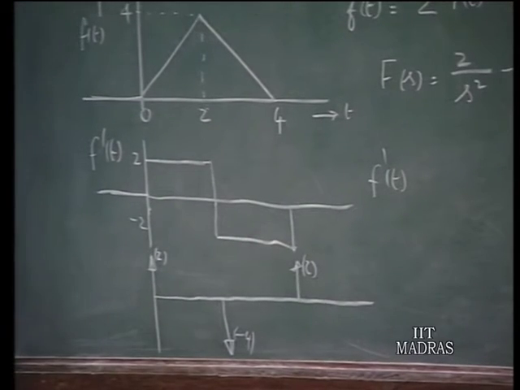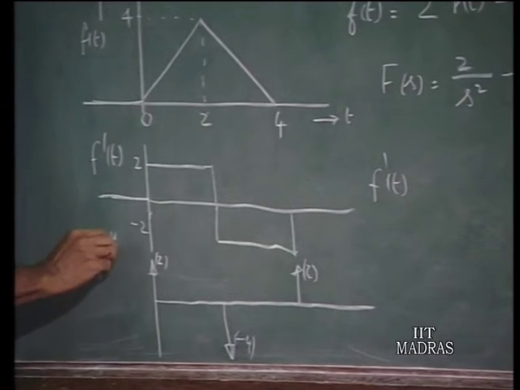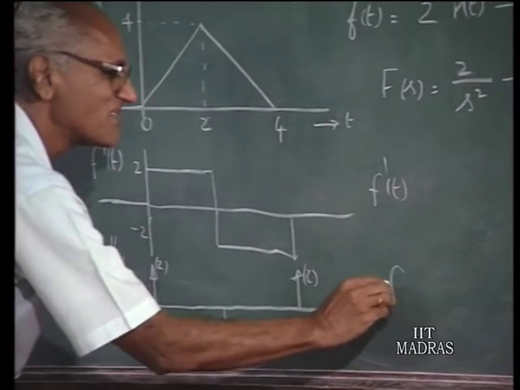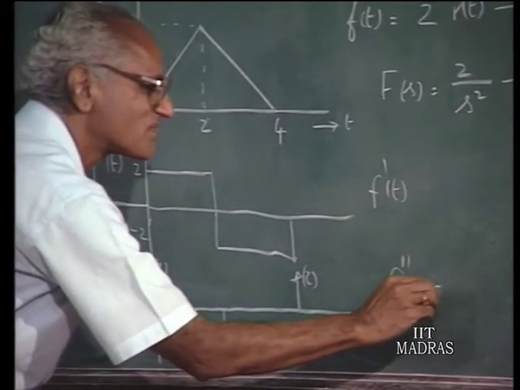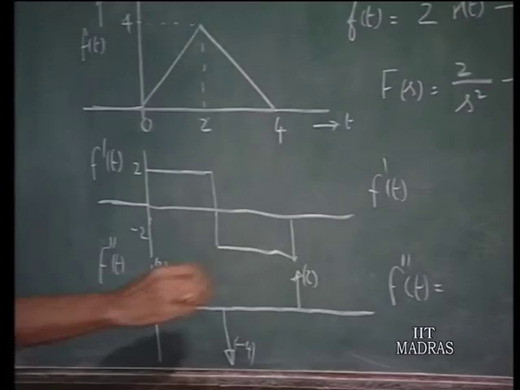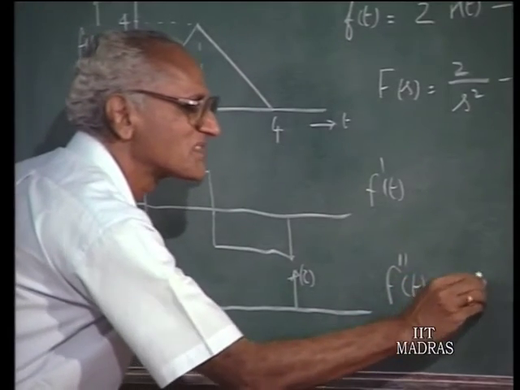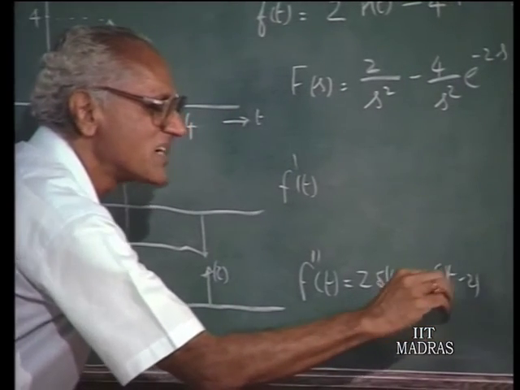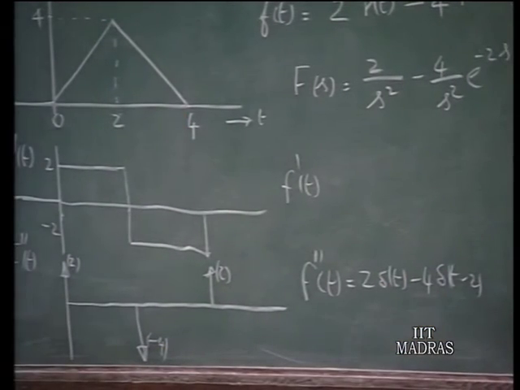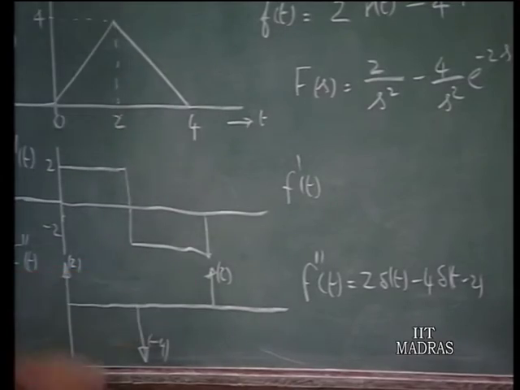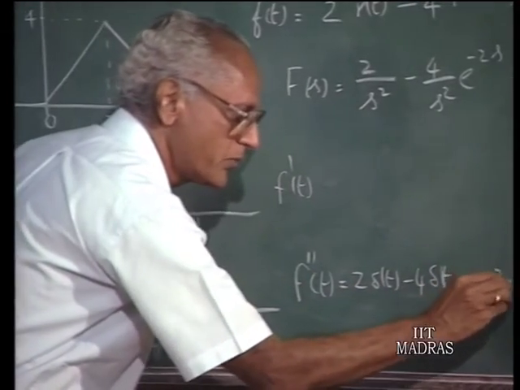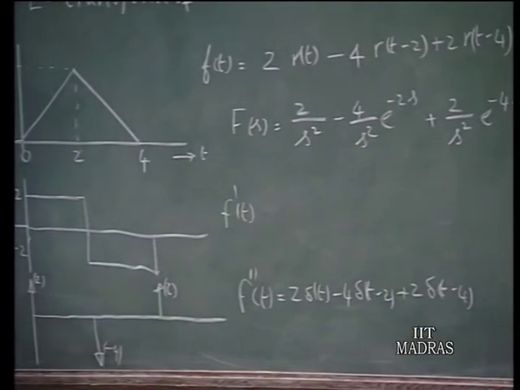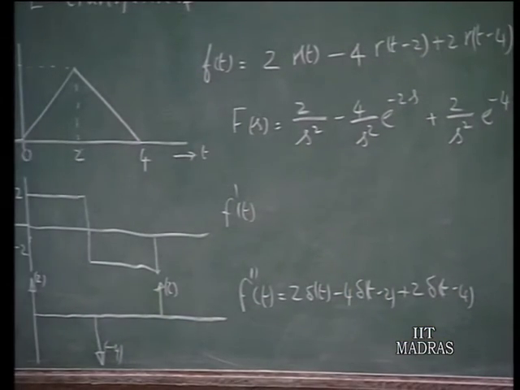So, you can write f double prime t, that is the second derivative of the function of time, as 2 delta t minus 4 delta t minus 2, because that is an impulse standing at t equals 2 seconds, plus another impulse function of 2 units at t equals 4. This is the second derivative of this.